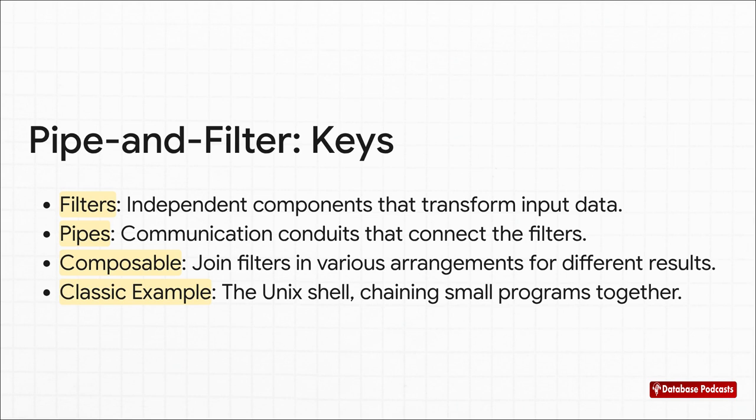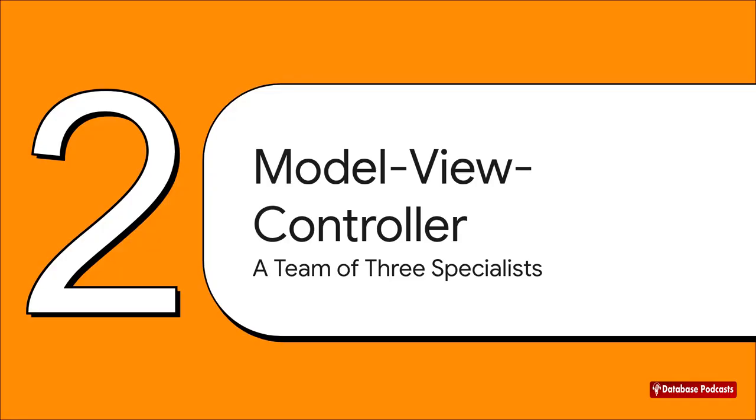The one catch is that this pattern isn't really built for interactive systems, because the data pretty much just flows in one direction. All right, so what if you're not just processing a stream of data, but you're building an interactive application that a person has to use? For that, we turn to one of the most famous patterns in all of software development, the Model View Controller, or MVC. The best way to think of it is as a highly specialized team of 3, where each member has one very specific job.